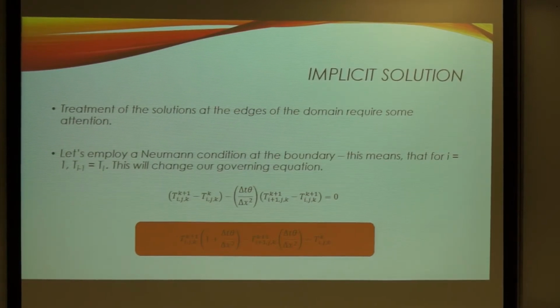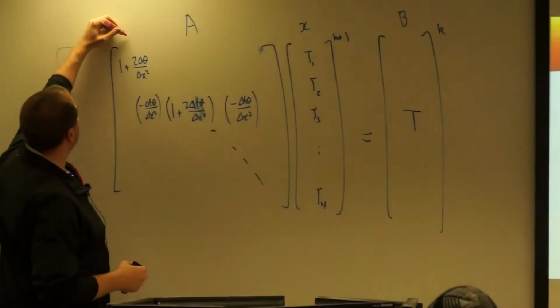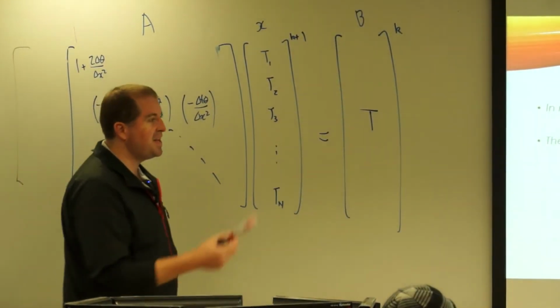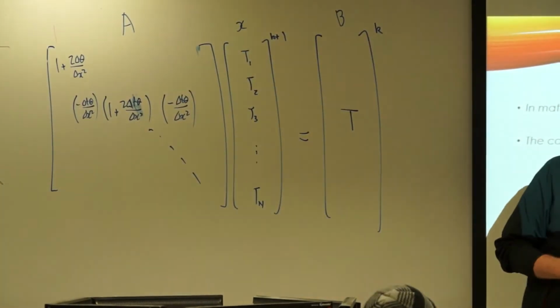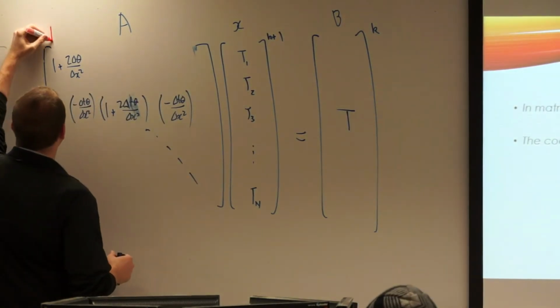If we have that Neumann condition, let me change the color of the pen. For a Neumann boundary, this right-hand term, oh my goodness. This pen needs to retire. Thank you. Does this pen need to retire too? Okay, he's good.